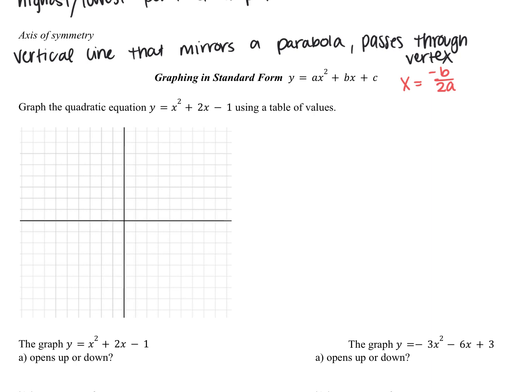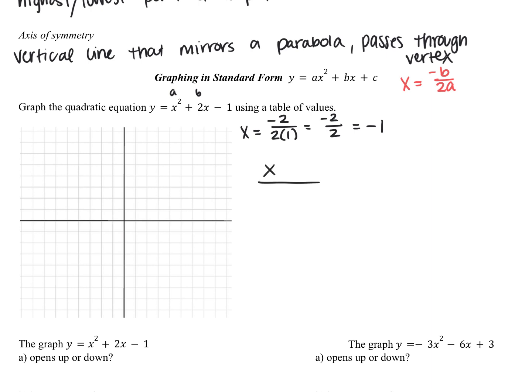Okay, so we have the equation y equals x squared plus 2x minus 1, and I want to graph it using a table of values. And I want to make sure that one of those values is the x value for my vertex. So the first thing I'm going to do is find that x value. I don't need a, b, and c, I just need a and b. So my x value is going to be negative b, so negative 2 over 2 times a, which is 1. That gives me negative 2 over 2, which is negative 1.